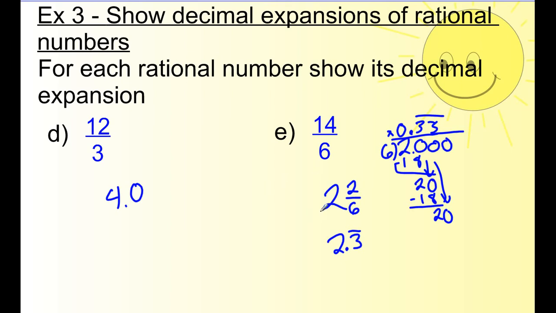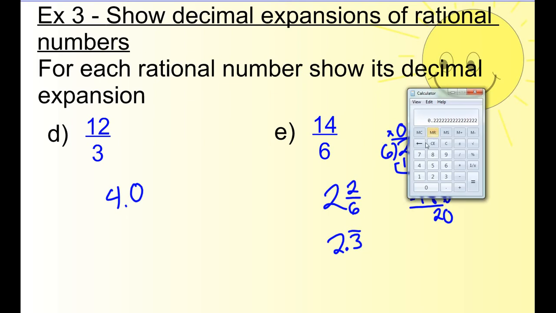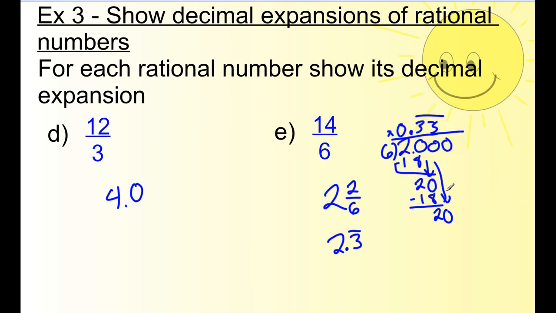So we were able to show this rational number as a decimal in each case. And it's just going to be a division. Either dividing on the calculator, Mr. Calculator, 14 divided by 6 equals 2.3 repeated. Or dividing by hand using long division, maybe simplifying it first into a mixed number. Whatever you have to do, that's what we would do.